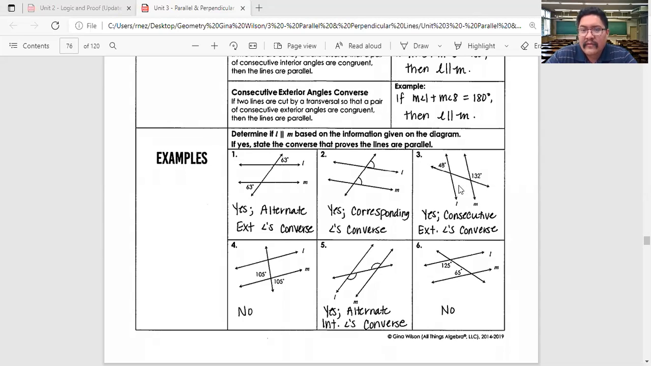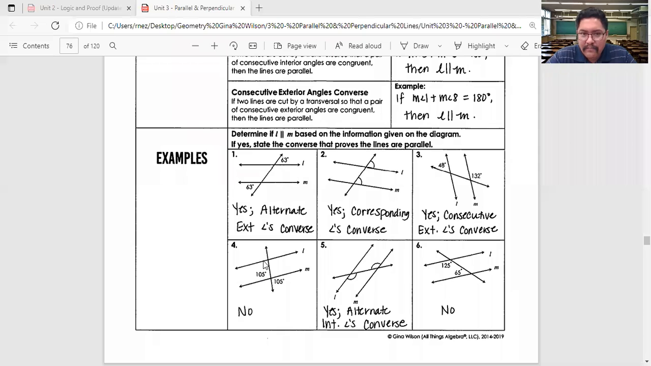So now we know that this one would be yes. All right, let's move on to number 4. So I have 105 here, 105 there. So what does that mean? Does that mean yes? Well, no. In this case, both of those angles are talking about the same line, right? It's the same line. They're both talking about line M. They're not talking about L and M.